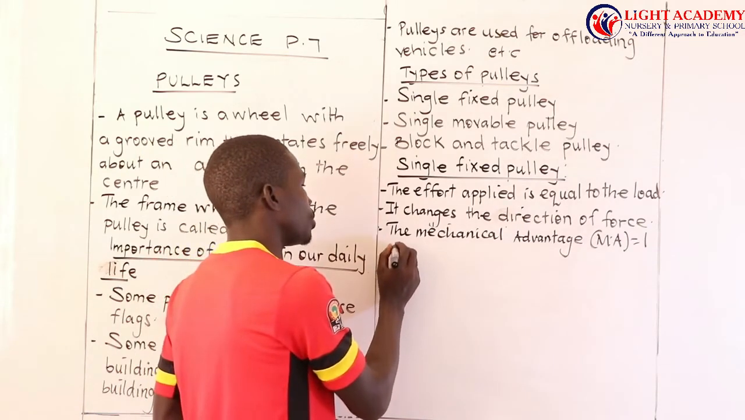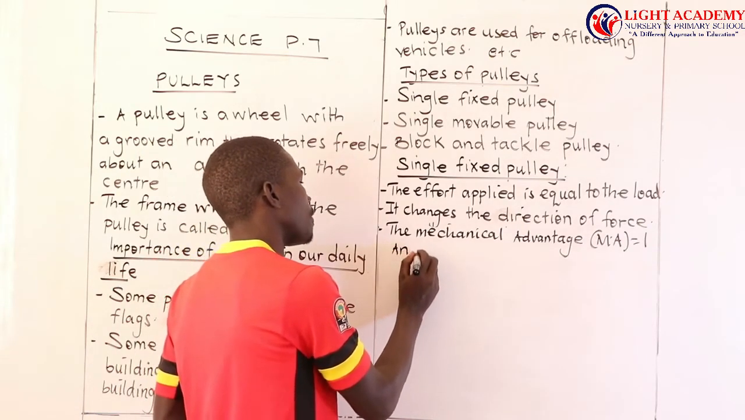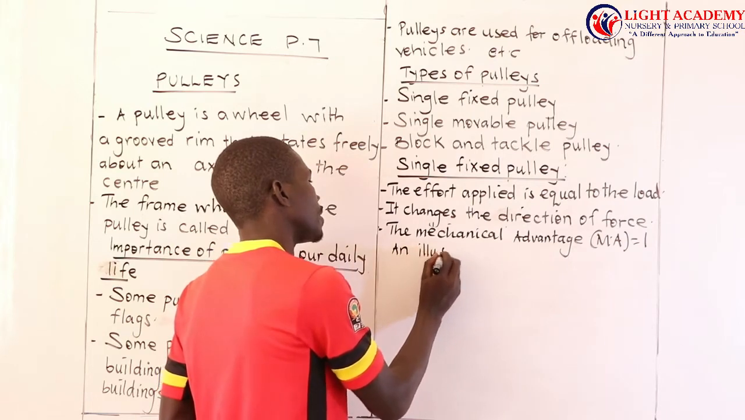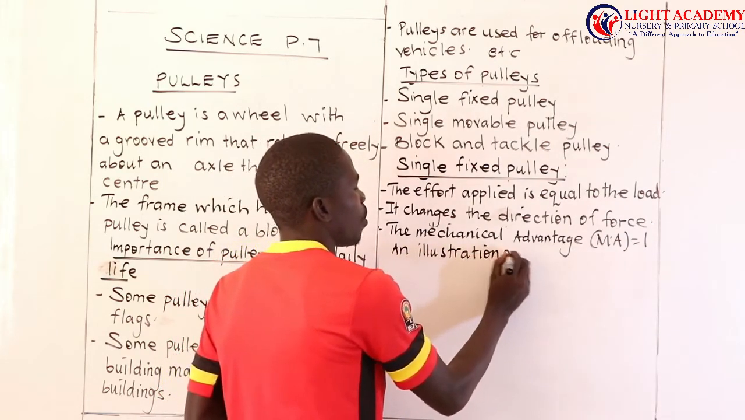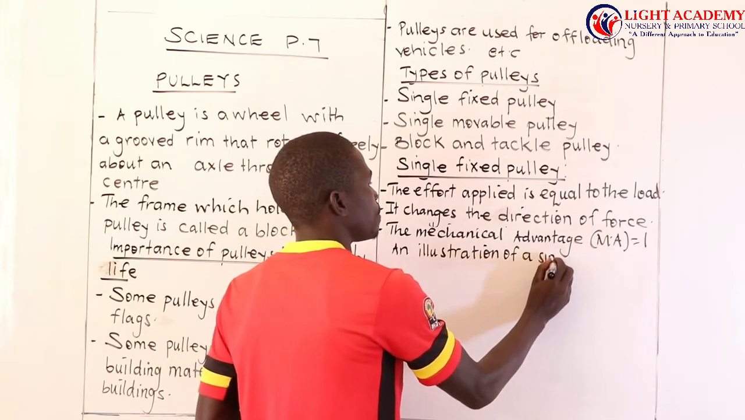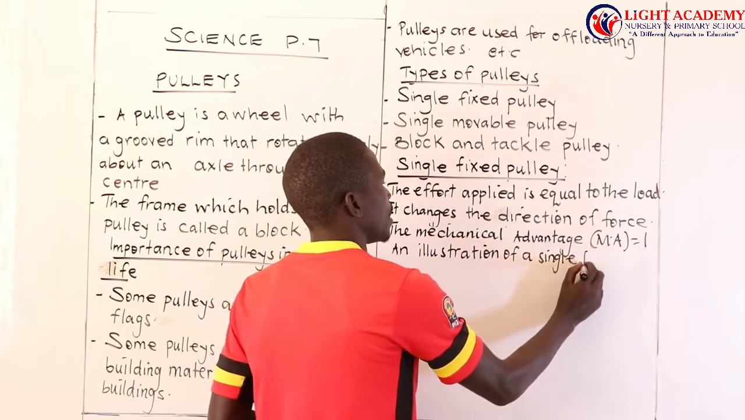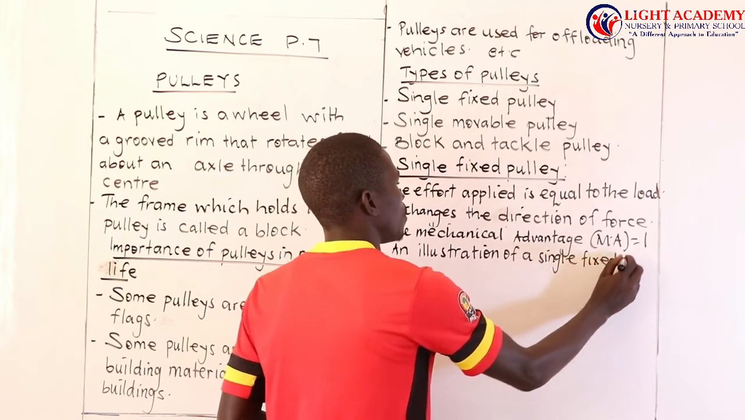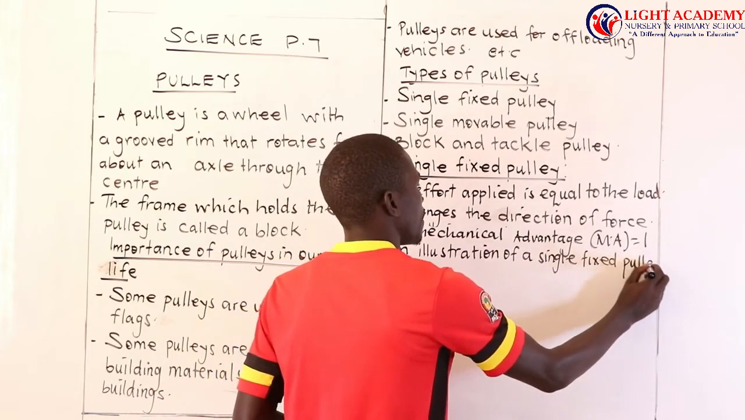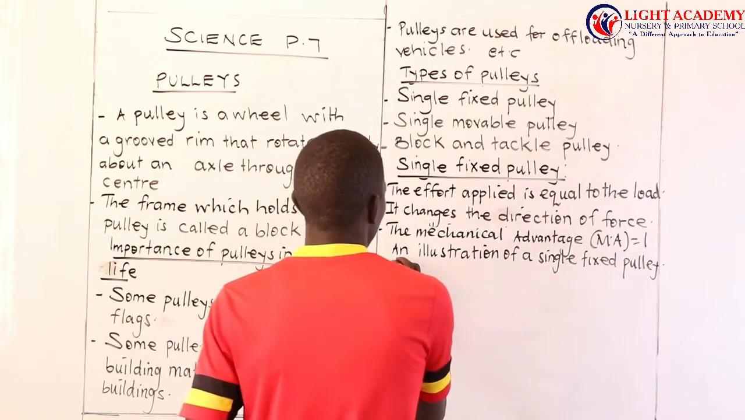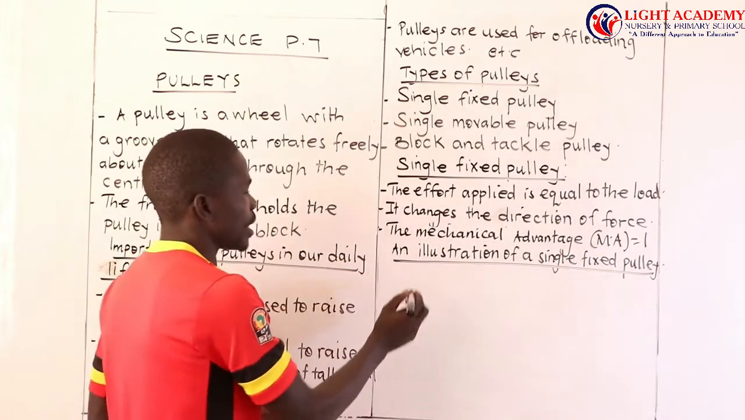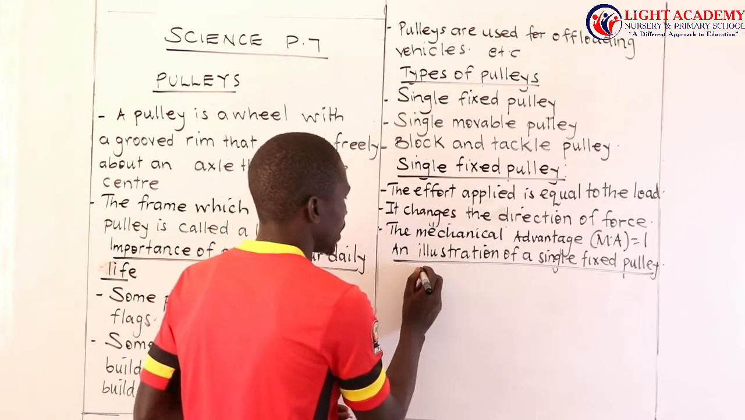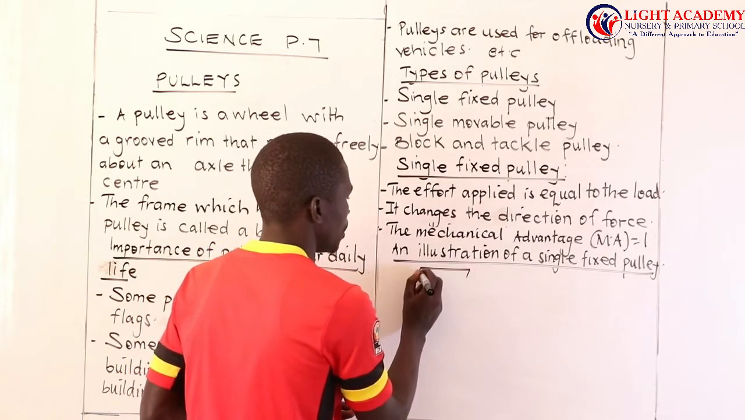Then an illustration of a single fixed pulley. We want to know how a single fixed pulley looks like.